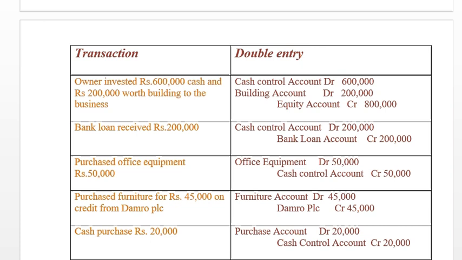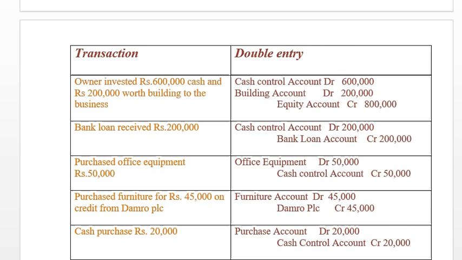So cash control account debit, building account debit, and the total amount should be credited to the equity account, as this amount is invested by the owner. So according to the principle of double entry, an equity account increase should be credit. Altogether 800,000. The equity account should be credited with 800,000.